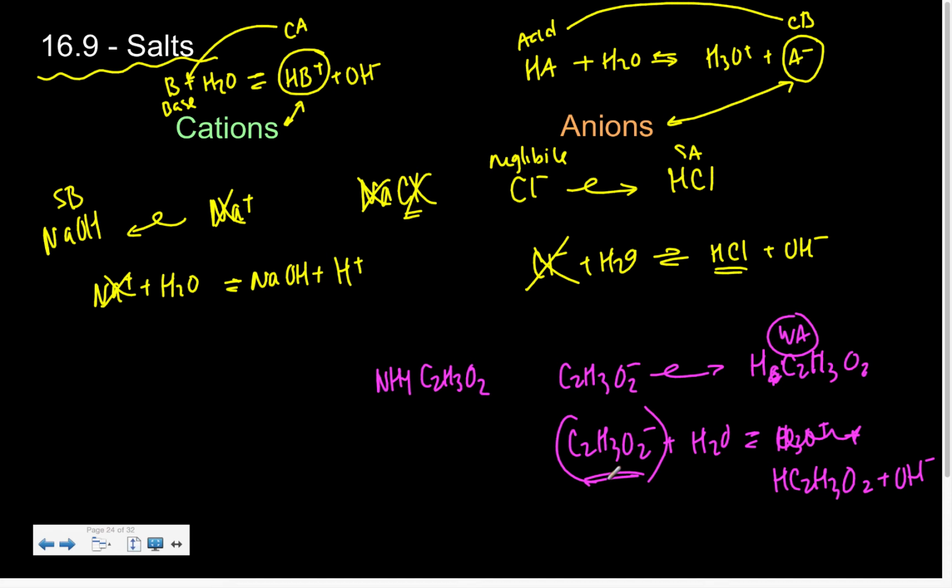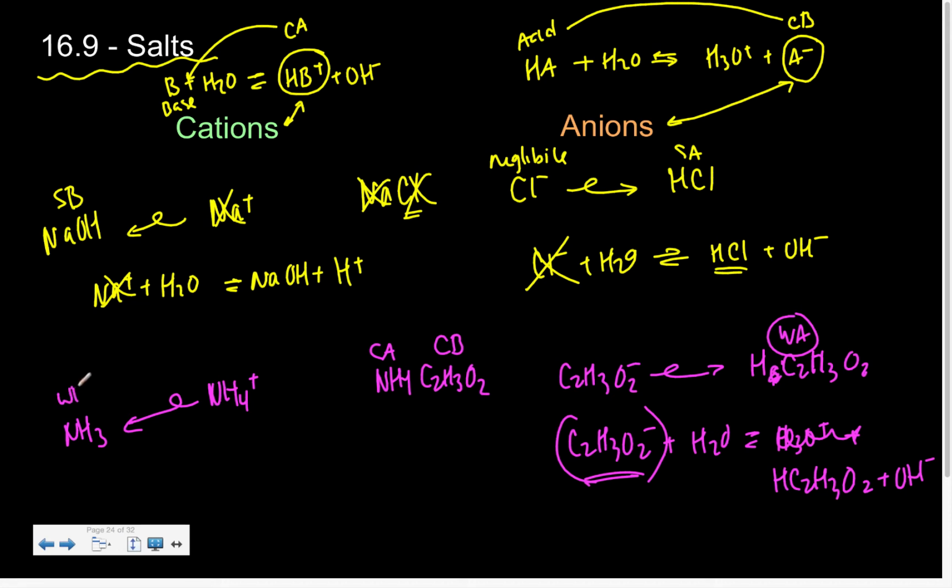A weak base. Here we have the ammonium ion, which comes from a base. Again, these are the conjugate bases of acids, and this is the conjugate acid of a base. Going by definitions, conjugate acid means the protonated form, so this is the protonated form of this.